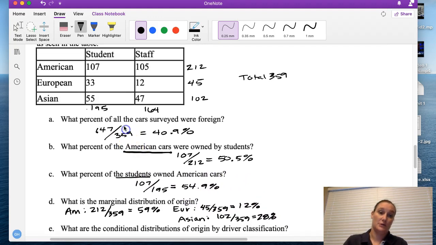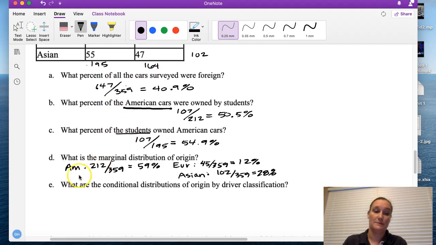We could also do the marginal distribution of person rank on campus, and find 195 out of 359, 164 out of 359. So we could do that as well.